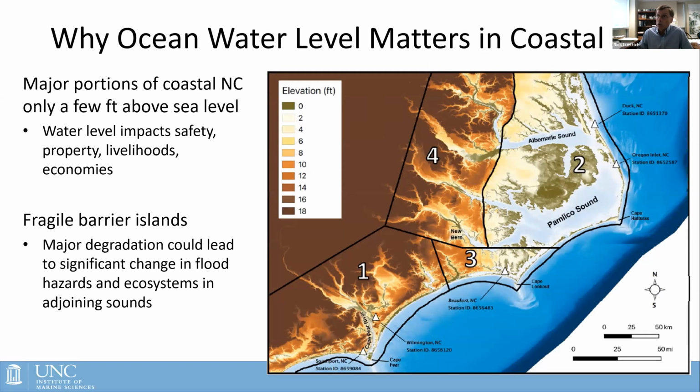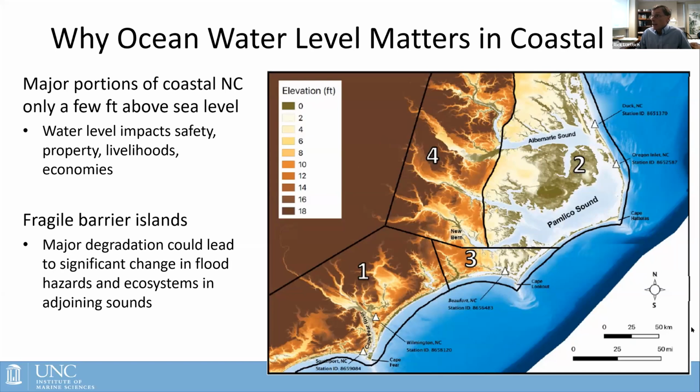And I put the word ocean in front of it because that's largely what I'm thinking of. Clearly, rainfall and other things contribute to water level, and I'll touch on that. It is relevant, but mostly the threat that we are most concerned about is the ocean water level and how that varies. And why does it matter?